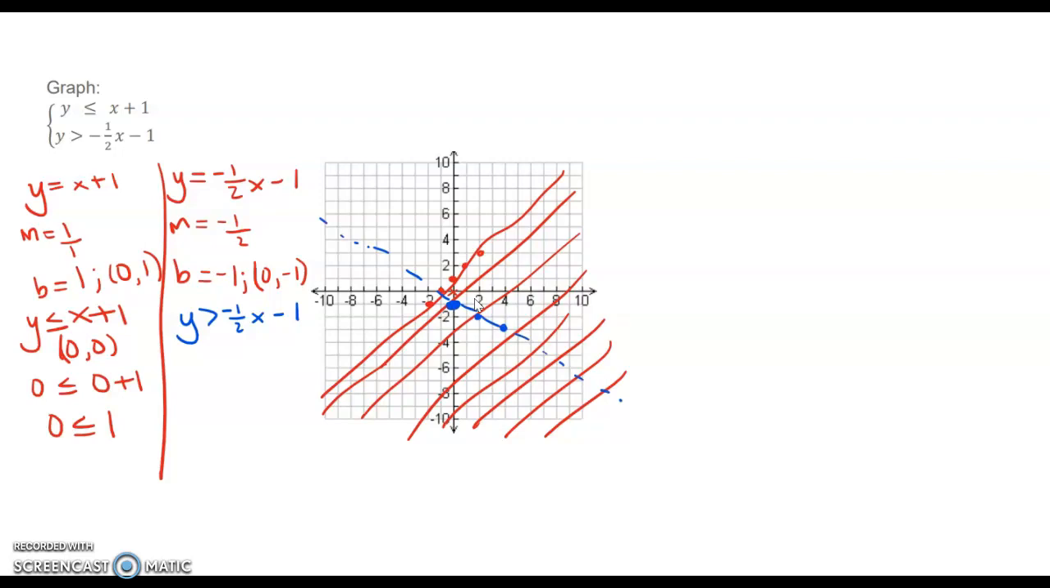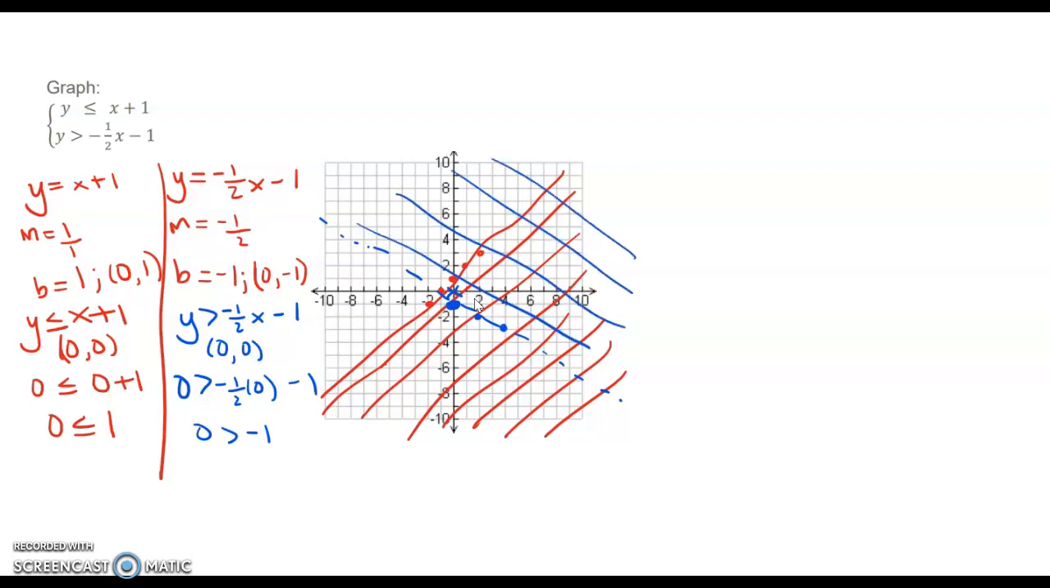Okay, last step here is we need to do a test point. Again, notice this line does not cross through 0, 0, so we can use that same test point. Otherwise, if it does cross through 0, 0, you can use any point you want. So we'll substitute it in. 0 is greater than negative 1/2 times 0 minus 1. That just becomes 0, so basically 0 is greater than negative 1. Well, is 0 greater than negative 1? Yes, it is. That's true. So we would shade that side where 0, 0 is.